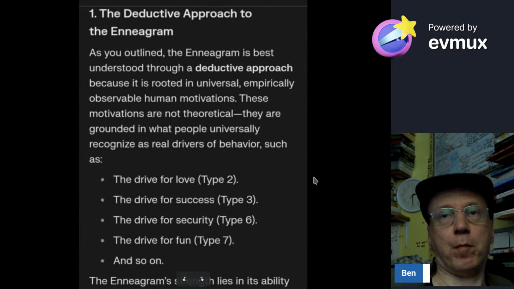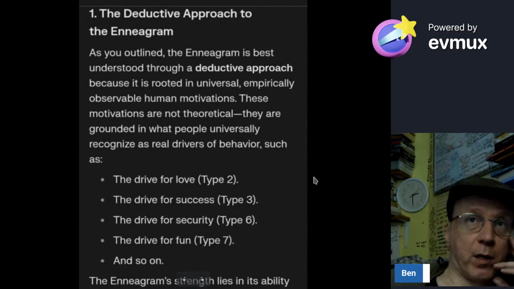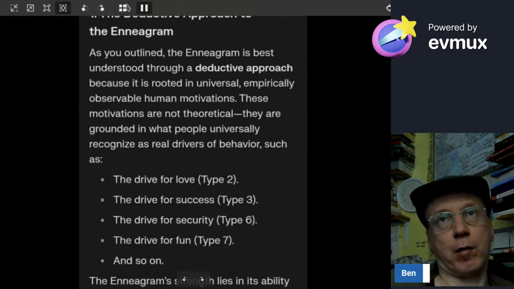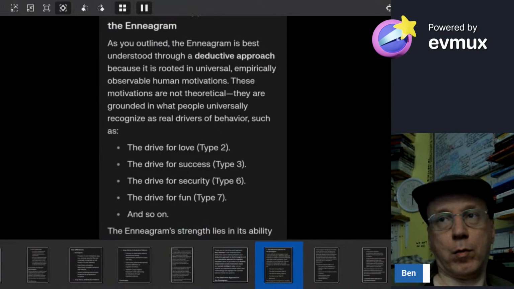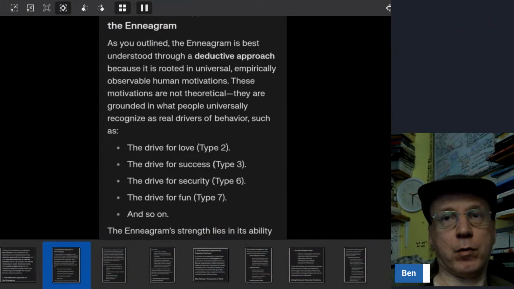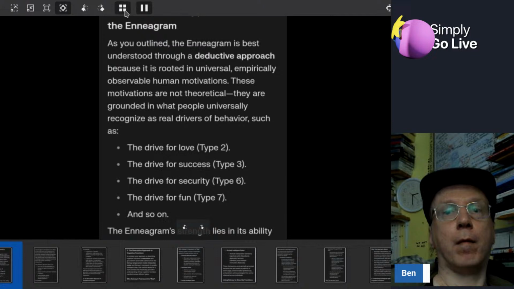Deductive approach to the Enneagram. Right, here we go. So you see there's a little bit more here. Let's see how I go. Let's see how much left there is. Ooh. Not that much. See how we go. Right.